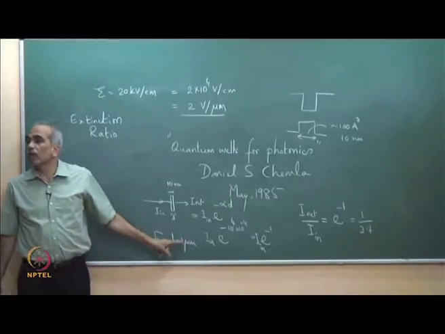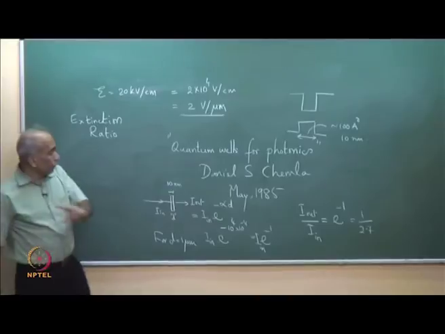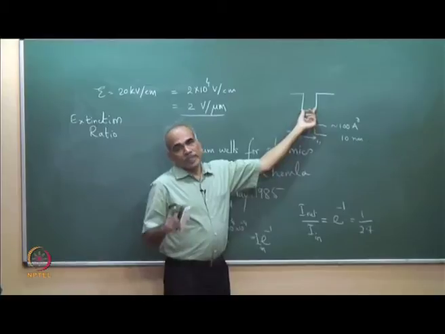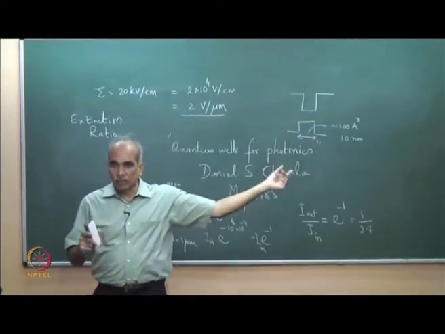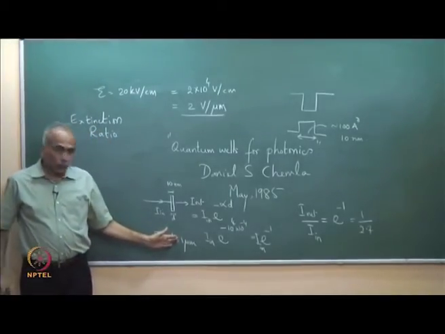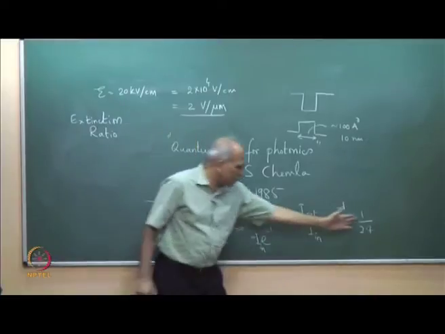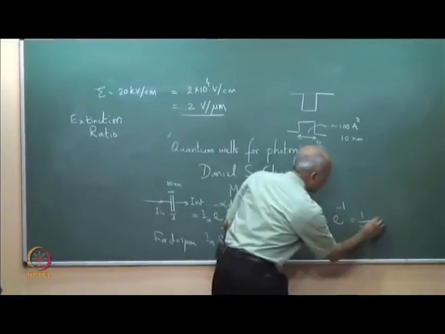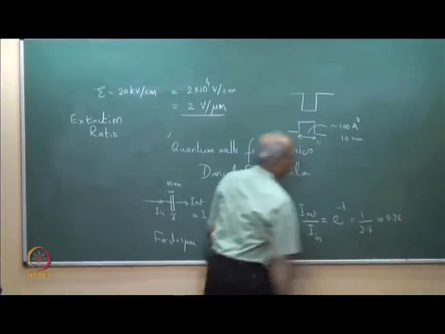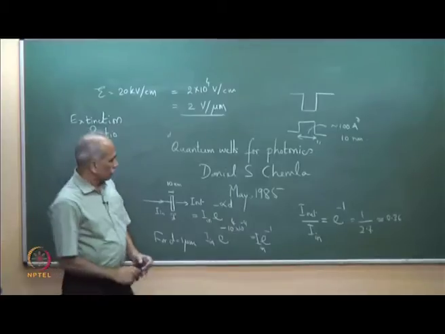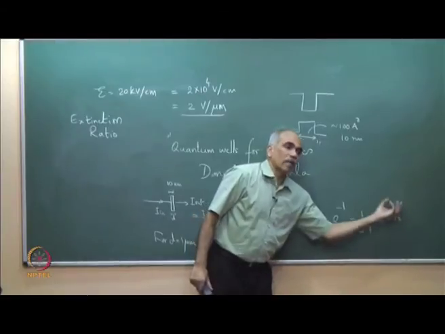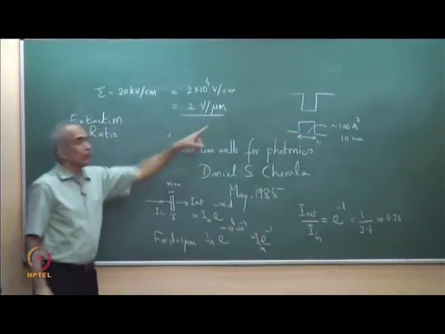1 micron is 1000 nanometers. If you take one quantum well, it is only 10 nanometer. So, we need at least 100 quantum wells to have 1 micron thickness, so that this ratio is significant. Please see, this is of the order of 0.33, so 0.35, 0.36, something like that. So, to have the output drop by more than half, you need 1 micron, which means you need 100 quantum wells.